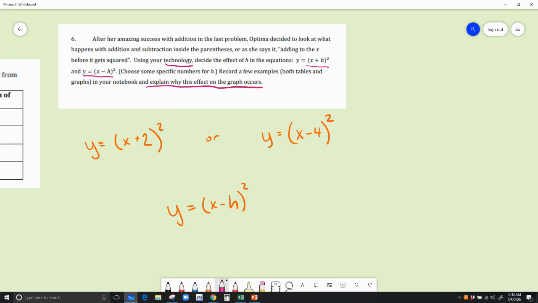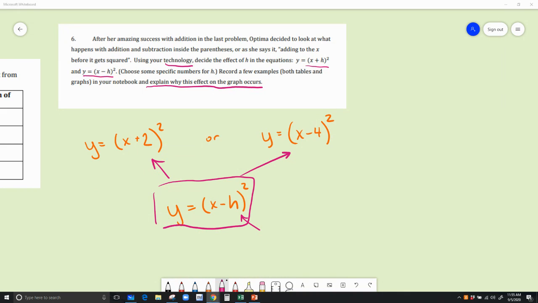So basically, I want you to plug in some numbers for h. So here's the equation. Plug in some numbers, and I gave you a couple examples of values you can choose, a positive one and a negative one. And of course, you can choose whatever numbers you want, but I want you to tell me specifically what changing h does to the graph. So go ahead and do that now, guys.